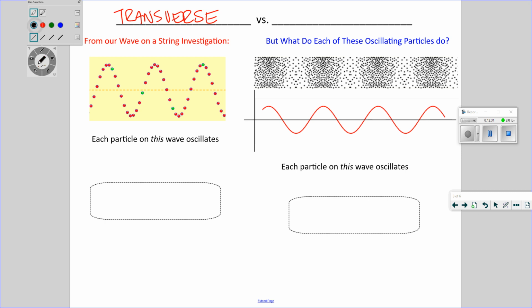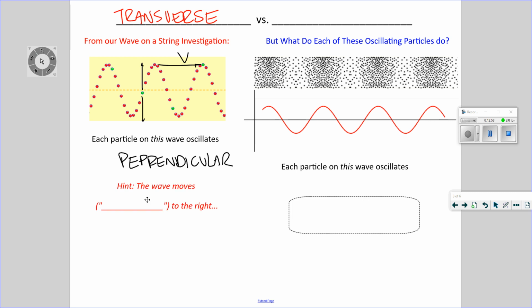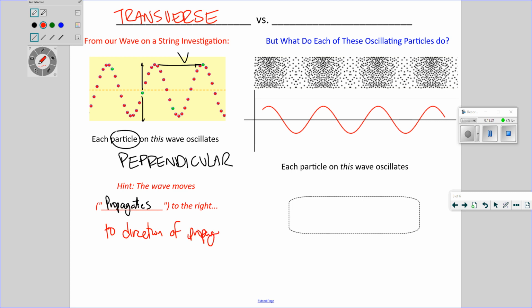Where the wave propagation, or the direction of wave propagation, is that way, but these objects each oscillate up and down. Perpendicular. And in this box, so hint, the wave moves, or the vocab word I'm looking for here is propagates. This wave propagates to the right, but the parts of the wave oscillate perpendicular to the direction of propagation. All right, there are lots of kinds of waves that do that.